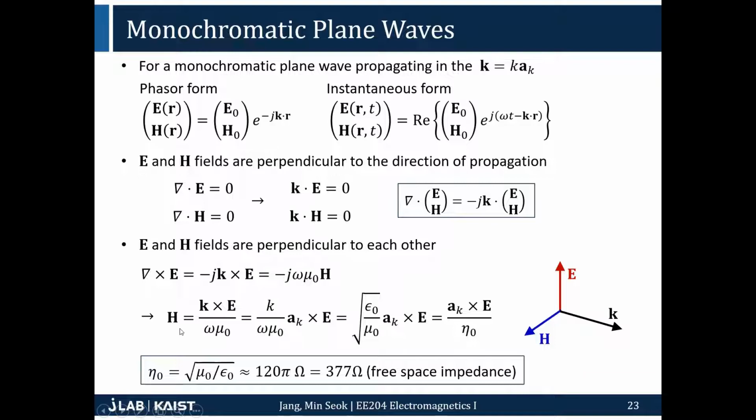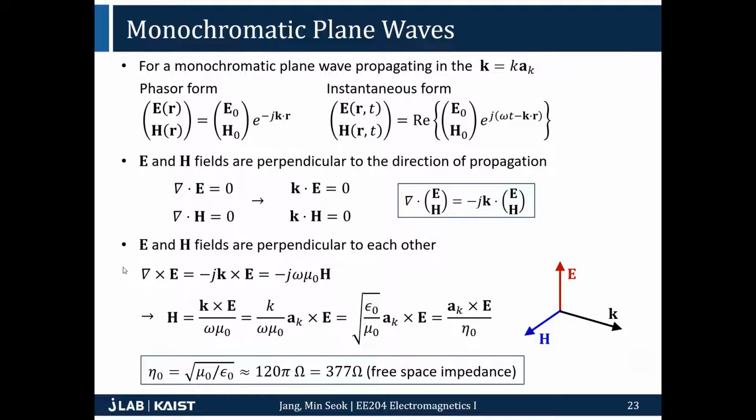So from this, you can get H as k cross E divided by omega mu 0. And then you can just keep expanding these terms, right? So square root of epsilon 0 divided by mu 0, a_k cross E. And then 1 over this value is defined as the free space impedance, as I said before. Okay, and free space impedance is about 377 ohms.